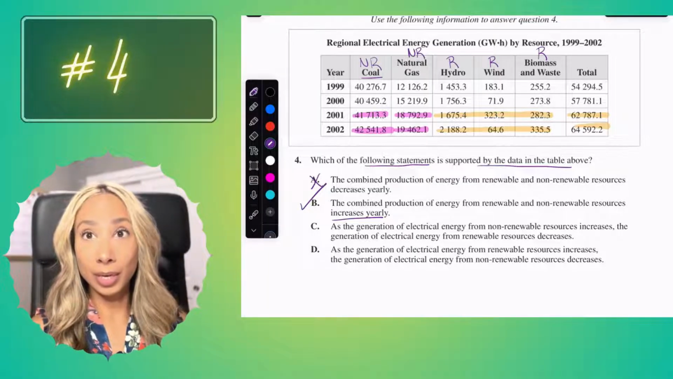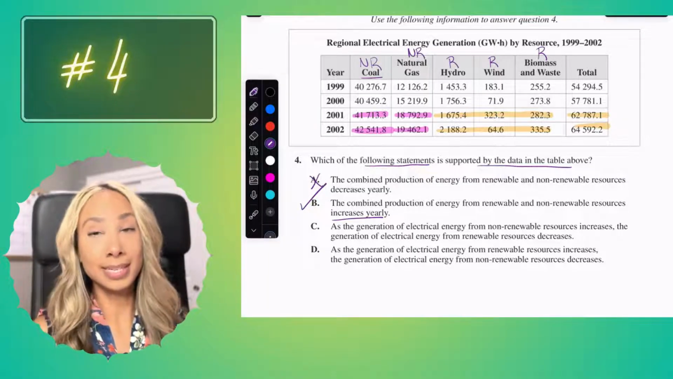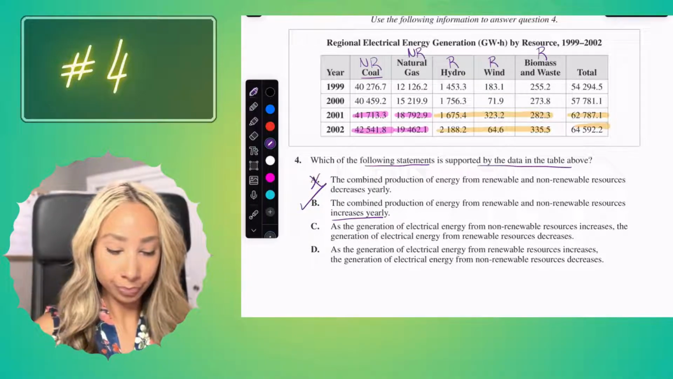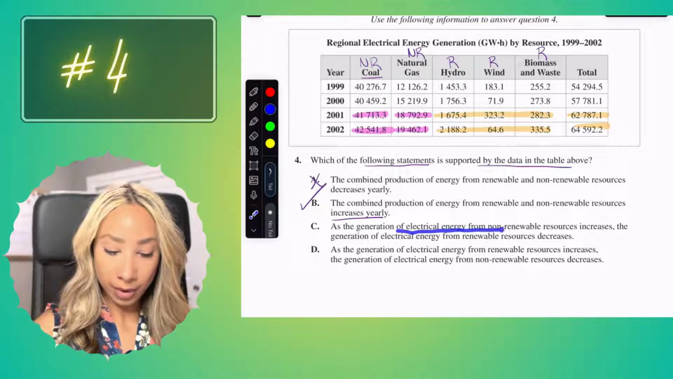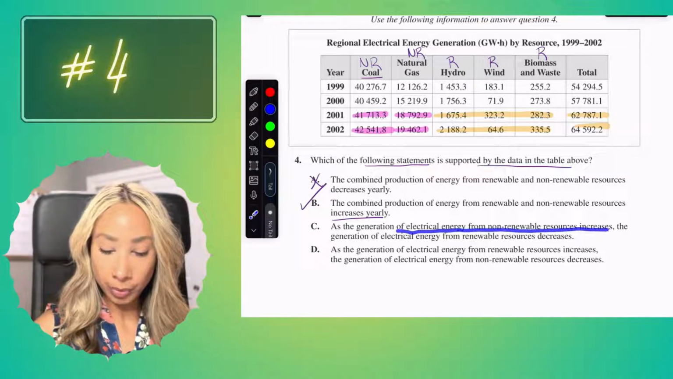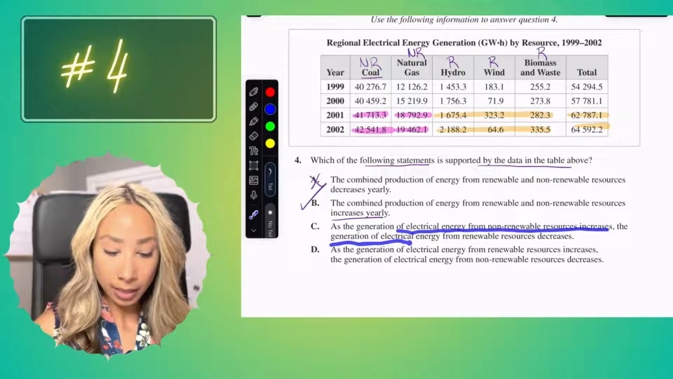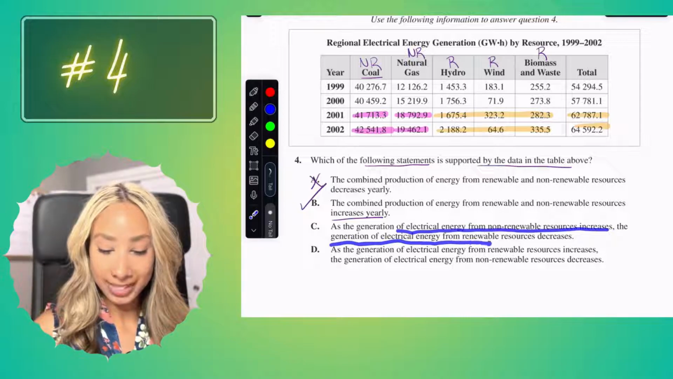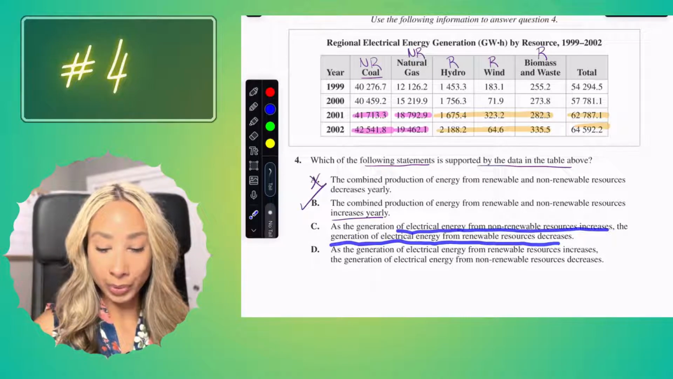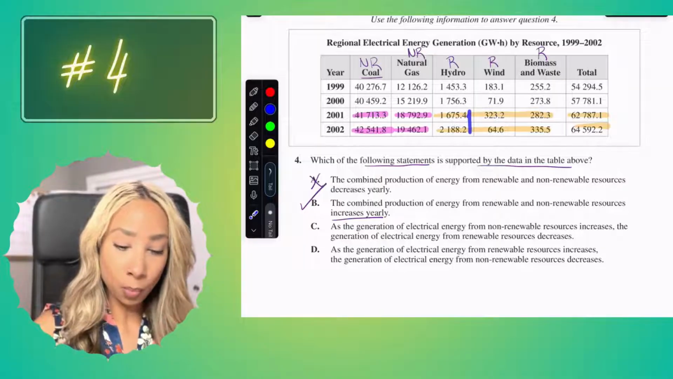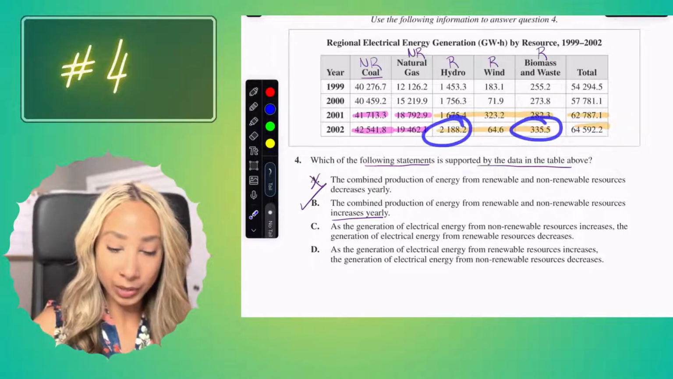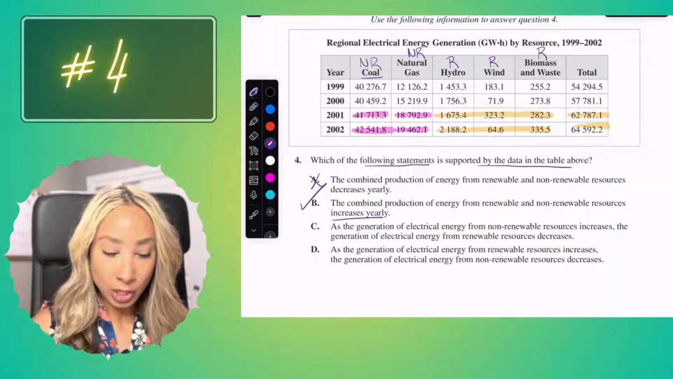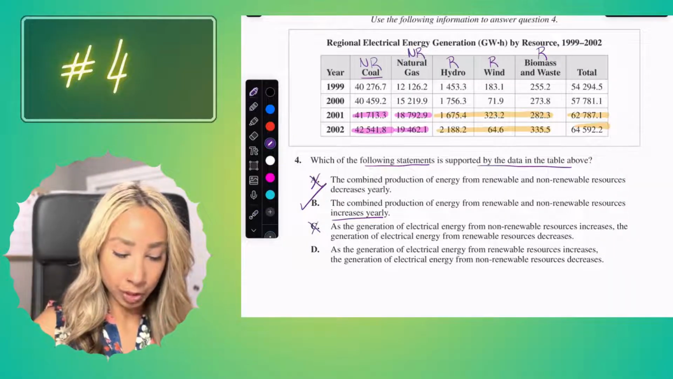does start to increase as we go from the year 1999 to 2002. C says as the generation of electrical energy from non-renewable resources increases, the generation of electrical energy from renewable resources decreases. Again, that wasn't happening. We did see that this was increasing and this was increasing. So I wouldn't say that that would support the information.